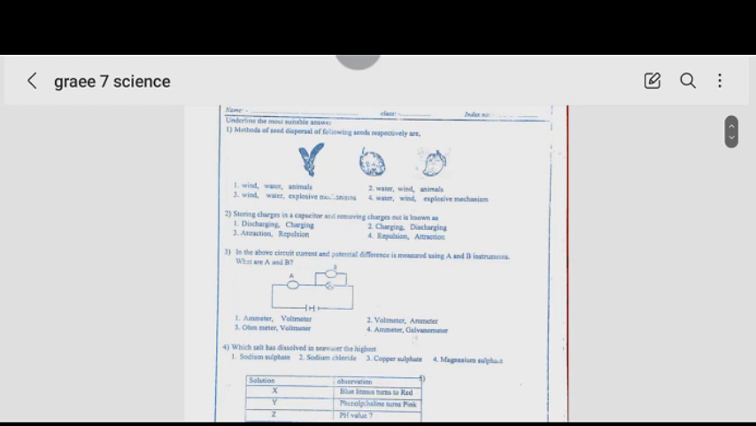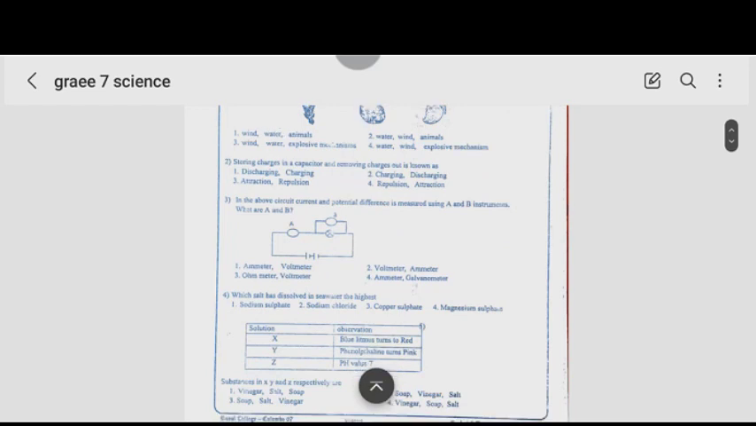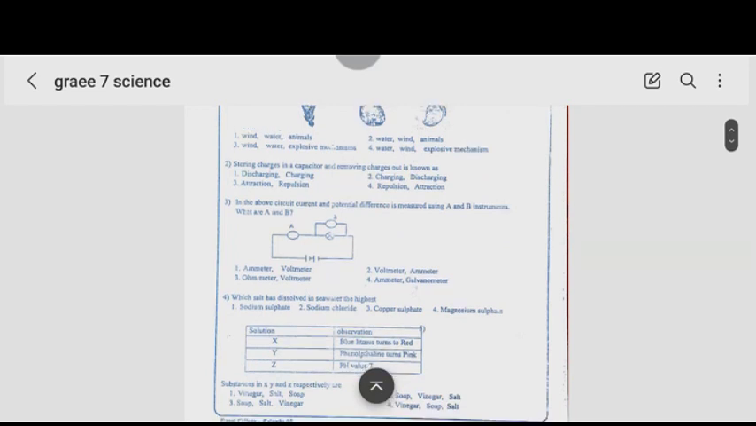All correct, children? Yes, teacher. Very good. We'll move on to number 2. Storing charges in a capacitor and removing charges out is known as. Storing charges is what's known as.